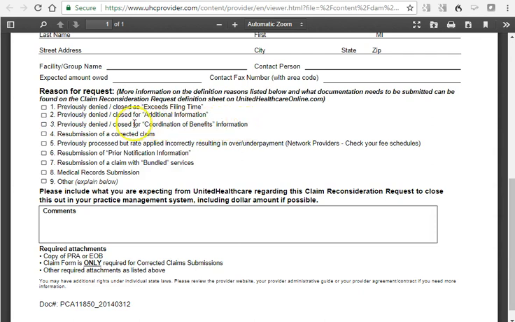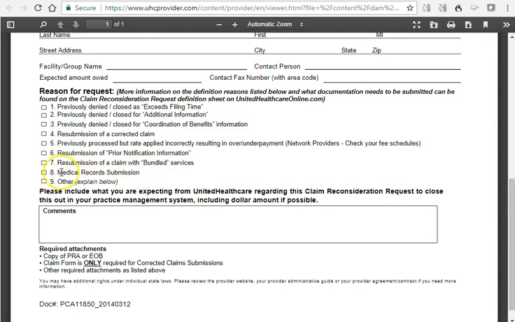Now, this one, coordination of benefits information, is different wording, but same meaning as the Medicare one that indicated that there was another insurance involved. That's coordination of benefits. Resubmission of a corrected claim here is the opportunity to correct typographical errors. Resubmission of a claim with bundled services. So this would be when something is denied improperly.